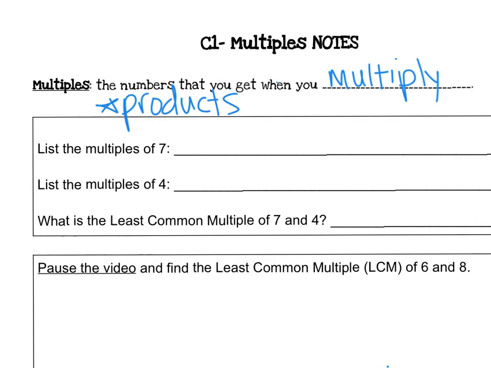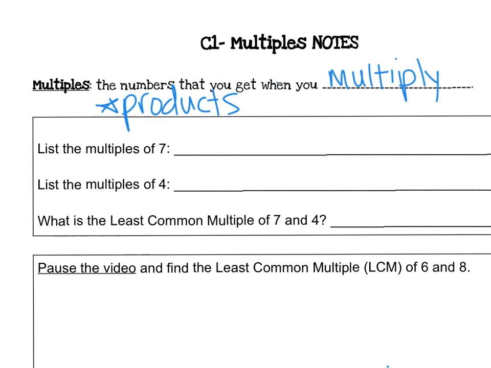Now, when we listed factors, we had a certain amount of factors for each number. We could list all of them. Multiples are different because multiples go on forever, infinitely. We could never list all the multiples of a number. Okay, so let's give this a shot.